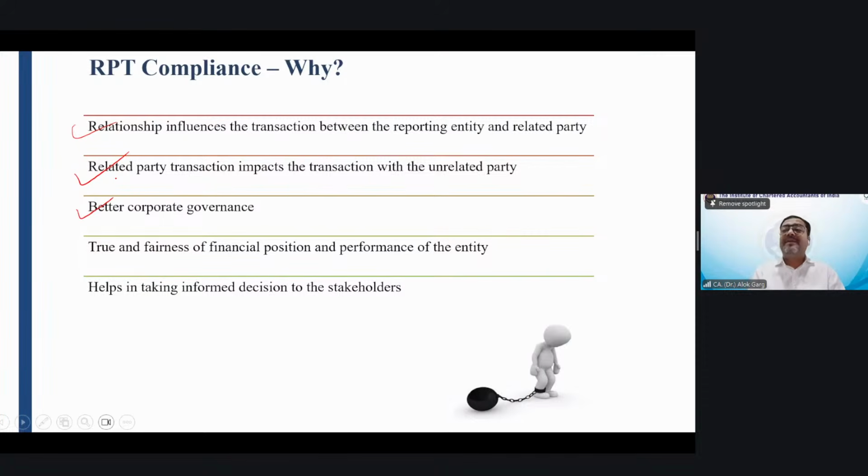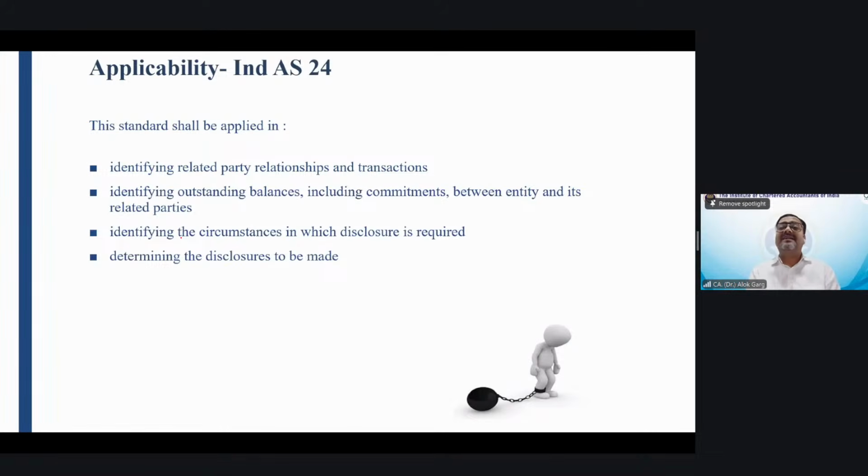Third, better corporate governance. My dear friends, as I told you, the disclosure of related party transactions, this entire gamut of related party governance, also ensures better corporate governance, true and fairness of the financial position and performance of the entity, and it also helps stakeholders in taking informed decisions. So these are the reasons why RPT compliances are very important. This standard is applicable in identifying related party relationships and transactions.